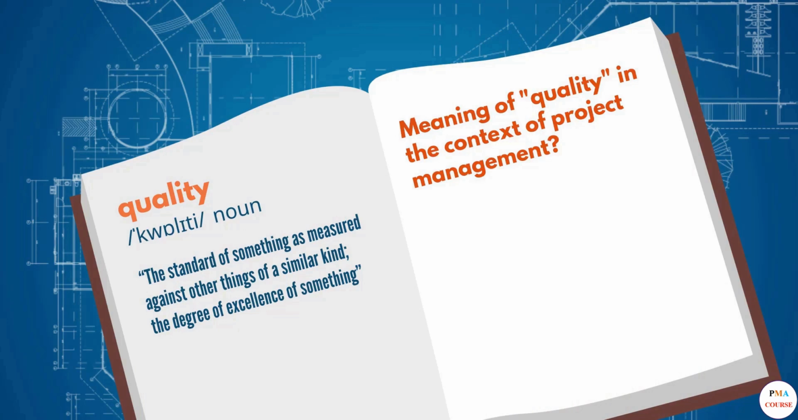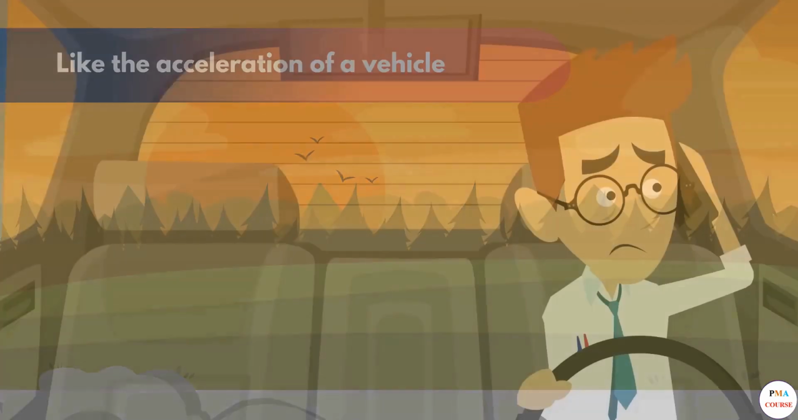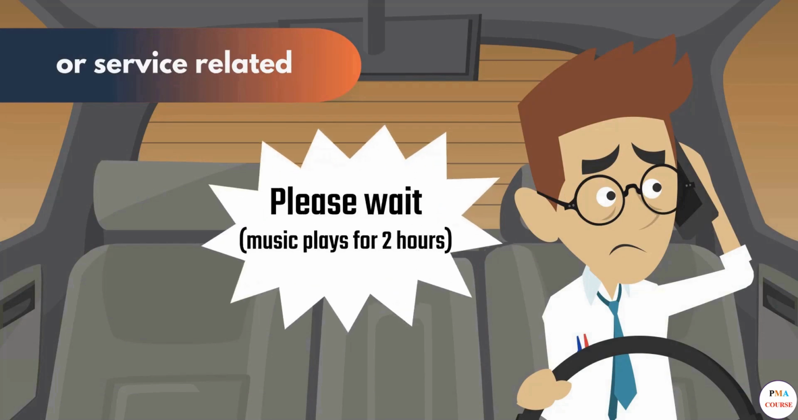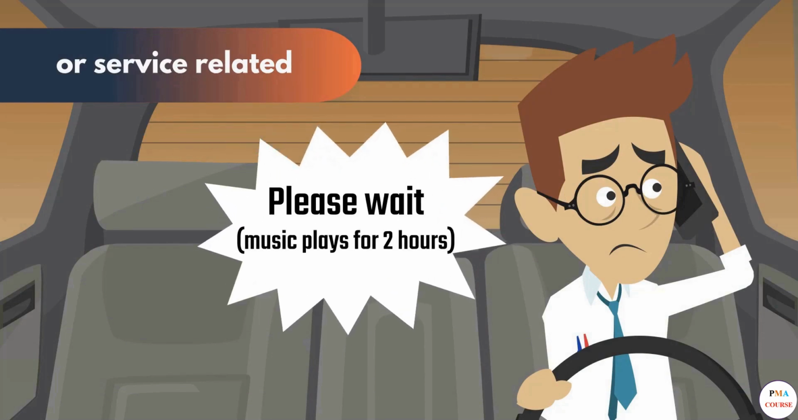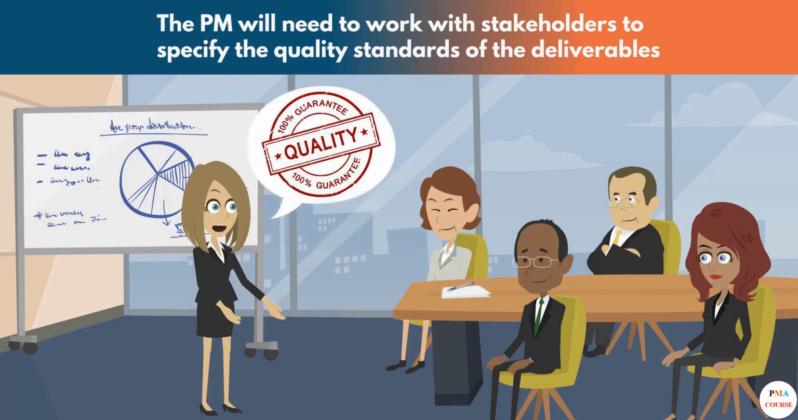We can think of quality as the qualitative characteristics of a product, be its physical qualities like its material or contents, its performance like the acceleration of a vehicle, or service-related, such as response time in a customer-facing role. The project manager will need to work with stakeholders to specify the quality standards of the deliverables of the project, and of course to ensure they are being met.